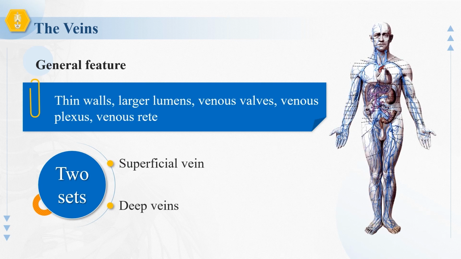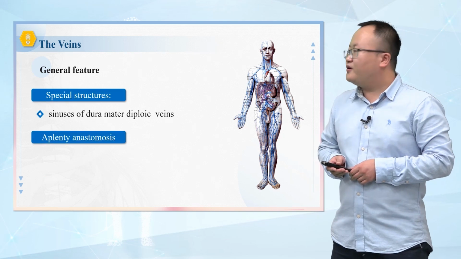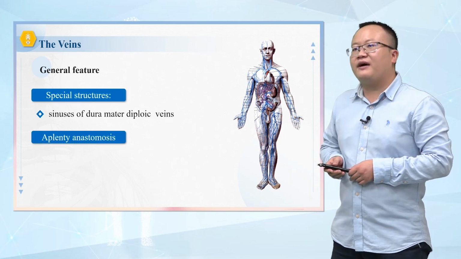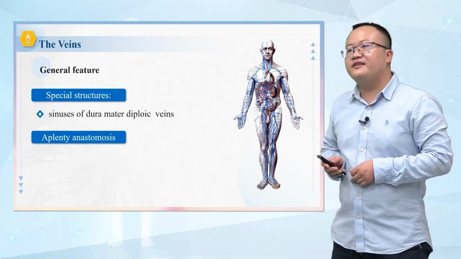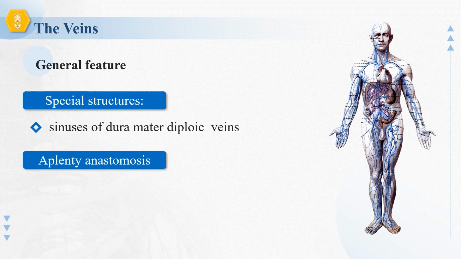The veins have thin walls and larger lumens, and also have venous valves, venous plexuses, and venous ridges. There are two sets, the superficial vein and the deep vein. There are also some special structures, for example, the sinuses of dura mater and diploic veins, and there are plenty of anastomoses.